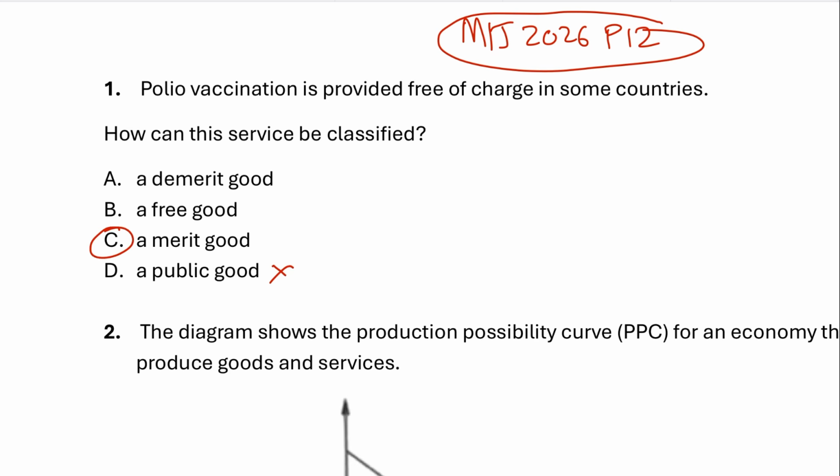It will not be a free good, because just because it is provided free of charge, it does not make it a free good. Neither will it be a public good, because vaccination is not a pure public good. It is excludable and rivalrous to some extent, because individual doses are given to specific people. And obviously it's not a demerit good, because demerit goods are harmful goods, and polio vaccination is not a harmful good. So that makes C the correct answer.